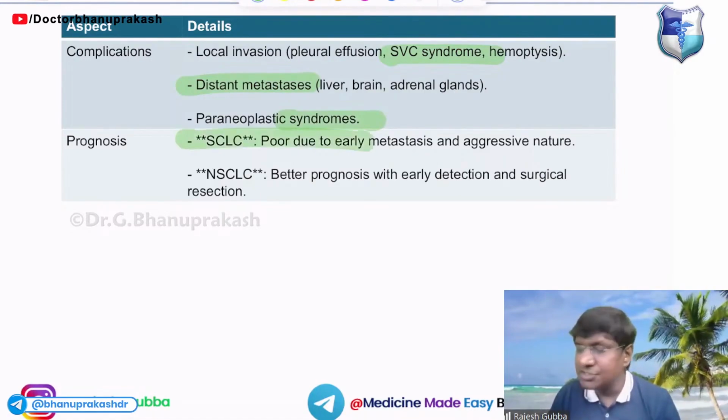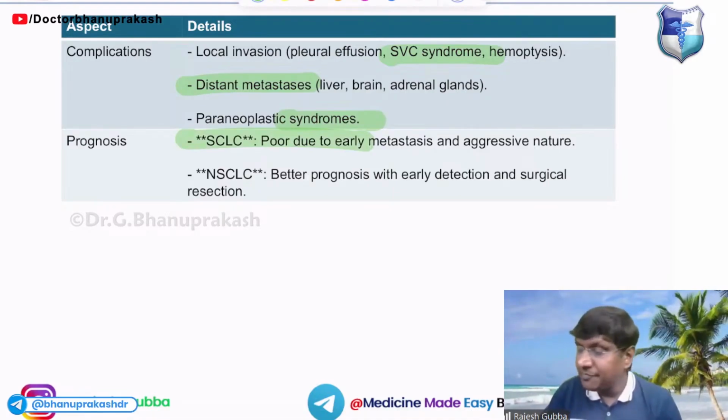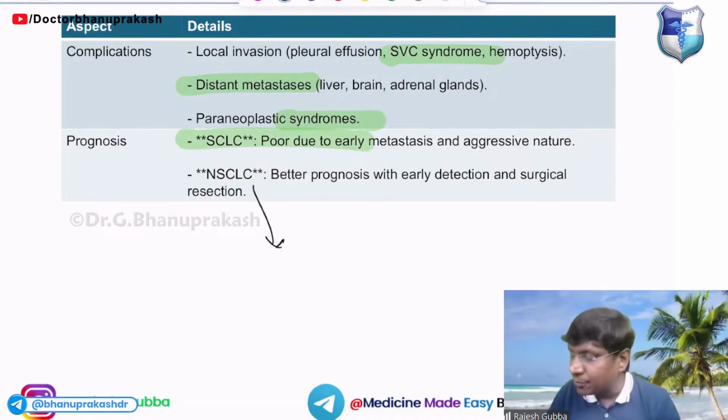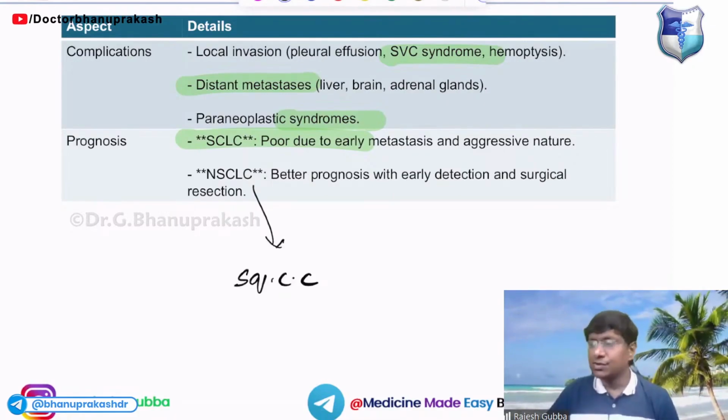Right? Which type of bronchogenic carcinoma is considered to have a poor prognosis? Small cell lung cancer. Which type of bronchogenic carcinoma is considered to have a better prognosis? That is squamous cell carcinoma. Okay, so this is about bronchogenic carcinoma, right?